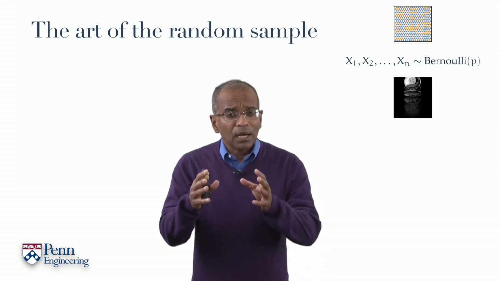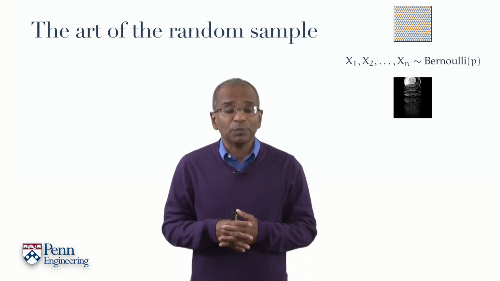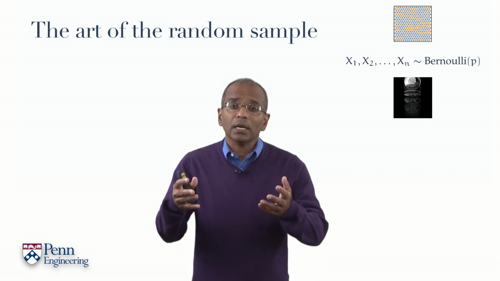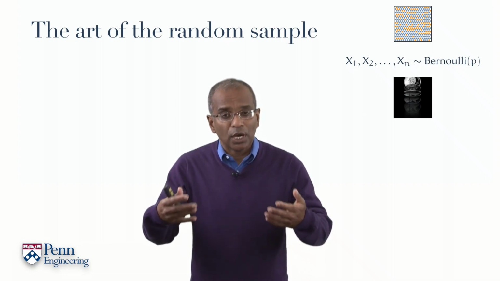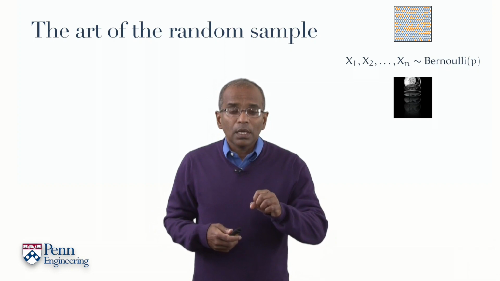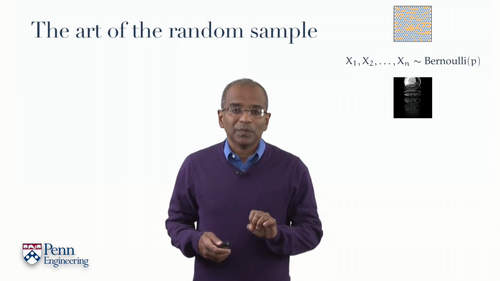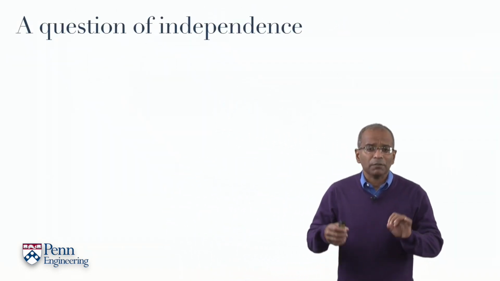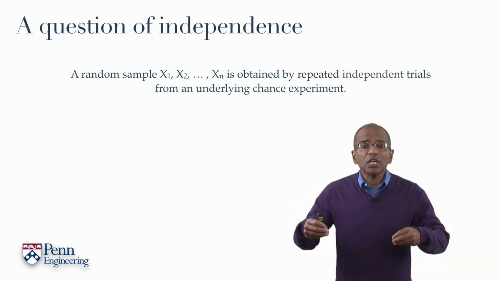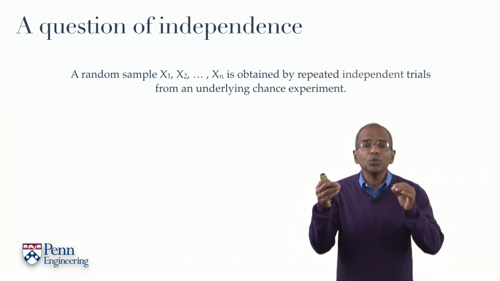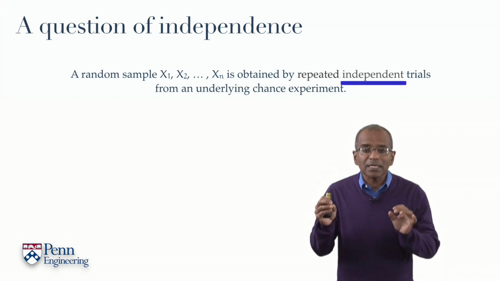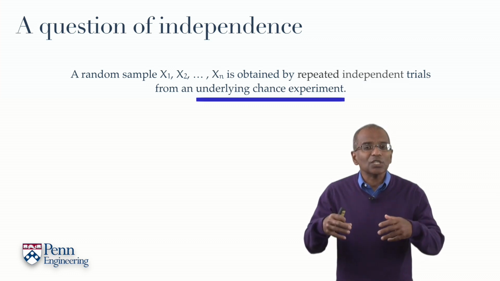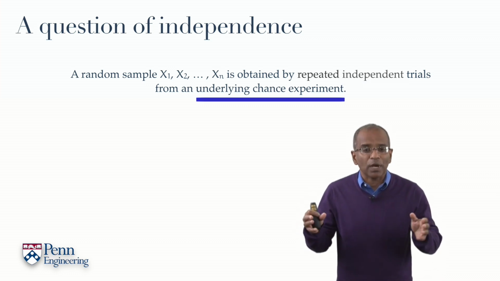I will phrase our discussion to follow in the context of polls, but what I'm going to say is going to be valid for any random sample generated from any chance experiment. Now, there is an art to a random sample. What is the first step in the idea of a random sample? Well, the first step is to construct a sequence of trials, and there are two key features. One, the idea of independence, and two, the idea that the trials are all from an underlying chance experiment.